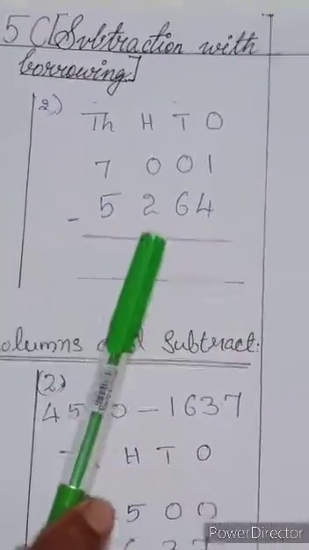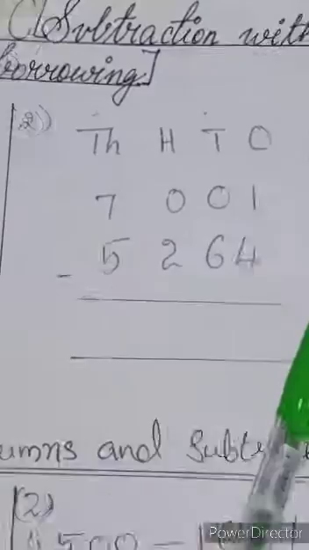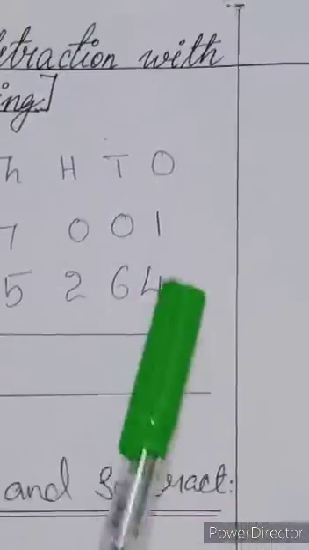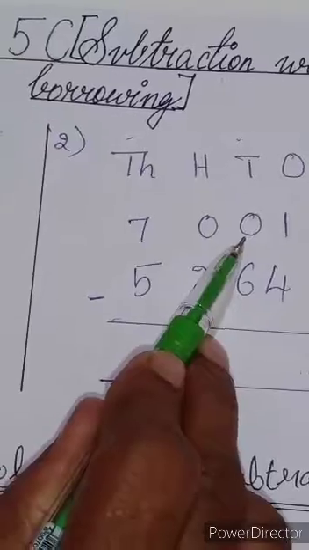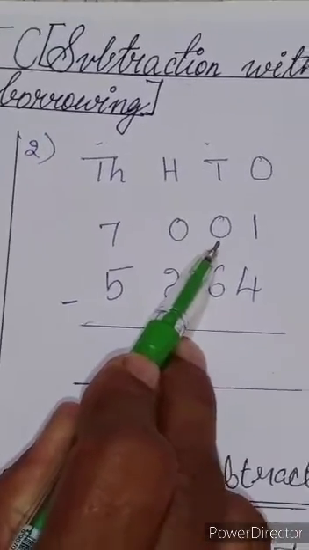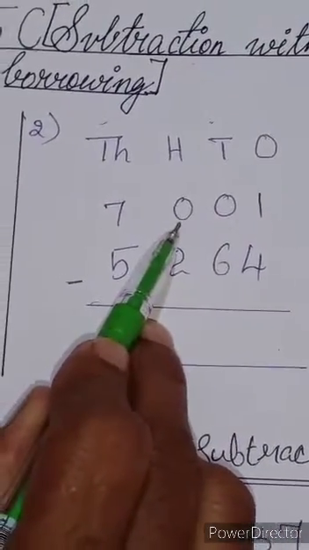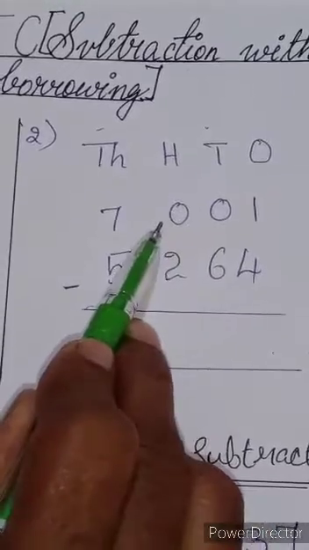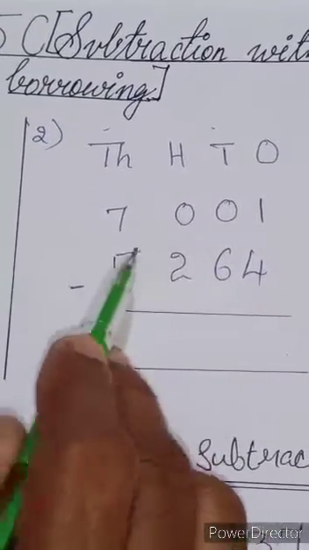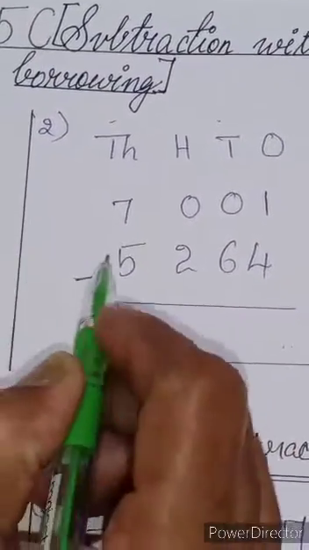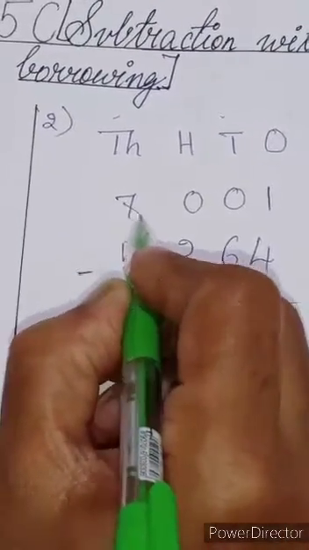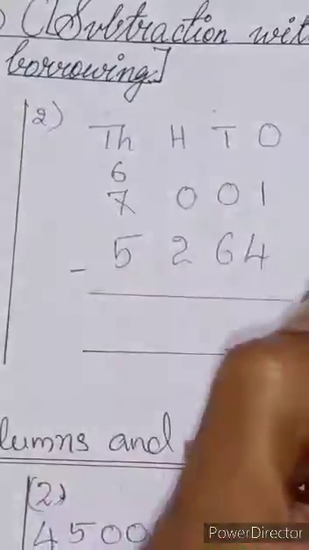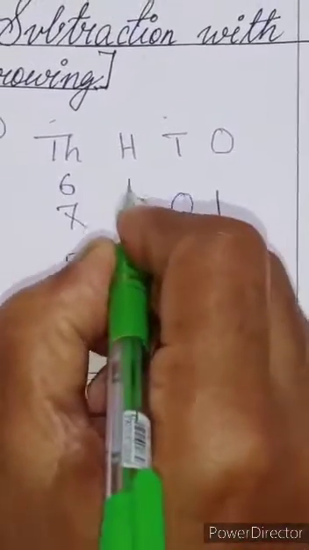Number 2, 7001 minus 5264. We will start from ones column. Here 1 is smaller than 4. You cannot subtract, you borrow from tens column. But here in tens column 0, and in hundreds column also 0, so you cannot borrow from hundreds column also. Now you will move on to thousands column. You borrow 1 from thousands column, that means 7 minus 1 you write here 6, and this becomes 10.